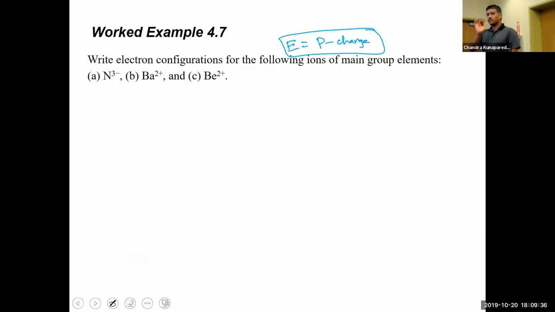So I want you to first find the number of electrons present in each one of these charged species. N3 minus. To predict the number of electrons here, we know that nitrogen has 7 protons and the charge is -3, which should be a total of 10. And Ba plus 2, we need to find how many protons are in it.